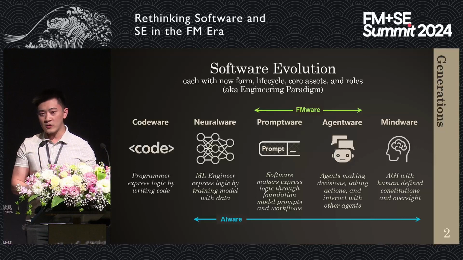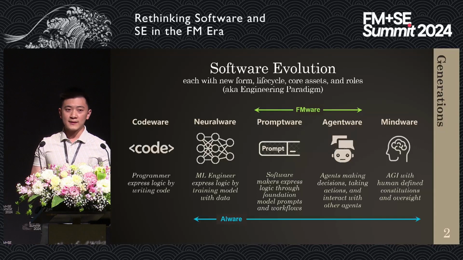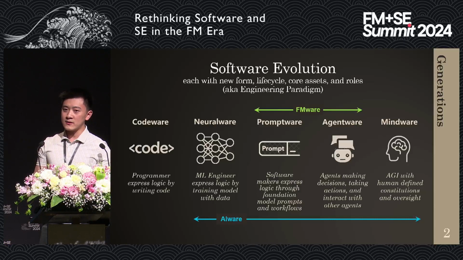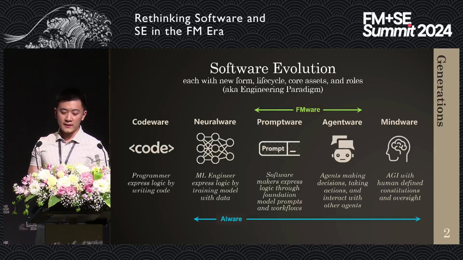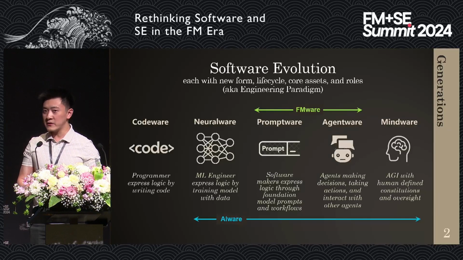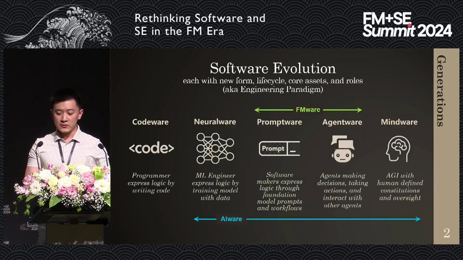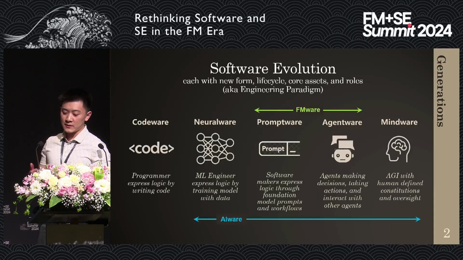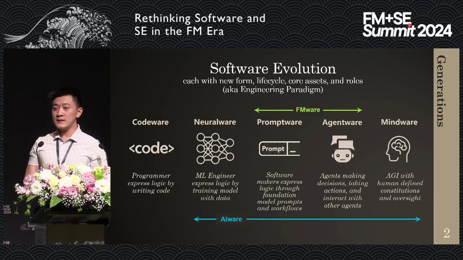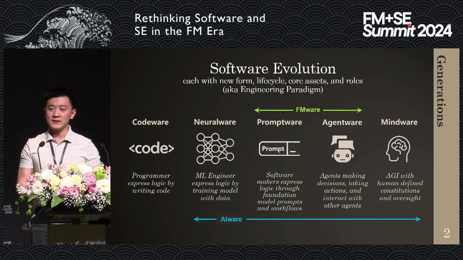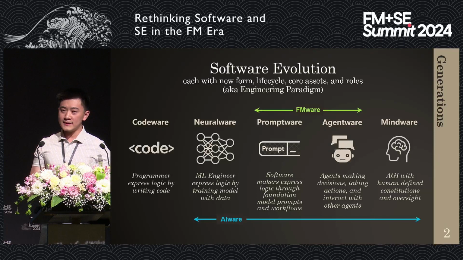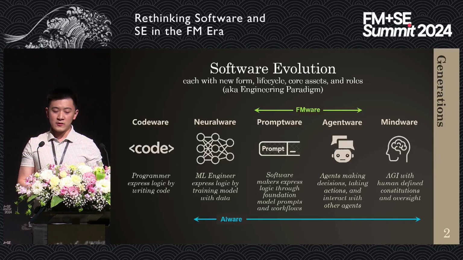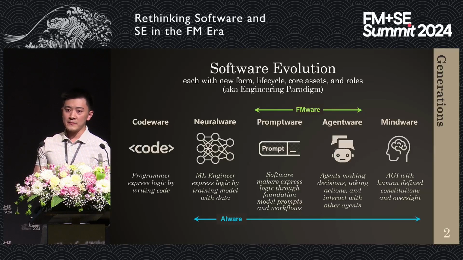For example, when we are moving from codeware to neuralware, there are new roles like machine learning engineers and algorithm engineers that emerged. Also, new asset types such as datasets and models become more important in this generation of software. So what happens when we're moving from conventional deep learning models to foundation model-powered software, for example, promptware or agentware? We are seeing the same thing. We are also seeing new types of assets, for example, prompts, alignment datasets, agents, etc., that are changing what needs to be developed in the lifecycle, as well as how we develop those assets, with new roles like prompt engineers, alignment engineers, etc.